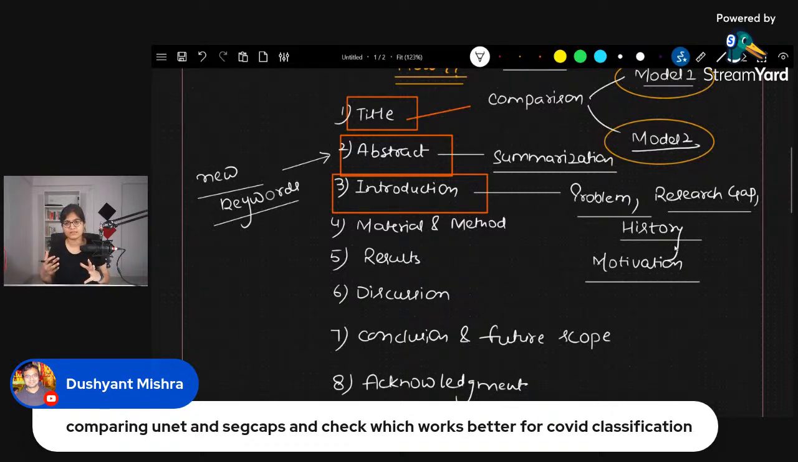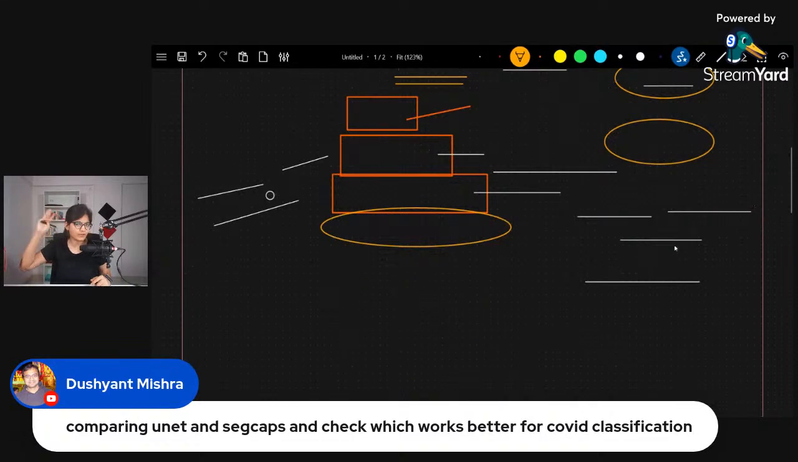The motivation: why you have chosen this problem out of so many problems that we have. Once you are able to get the understanding of the introduction, skip this part. People usually spend most of the time on this part. There is no need to spend the time as of now when you are starting your research paper. Title done, abstract done, introduction done.